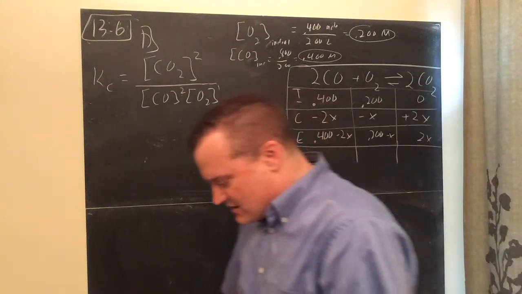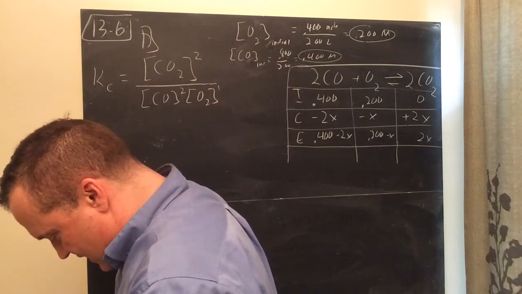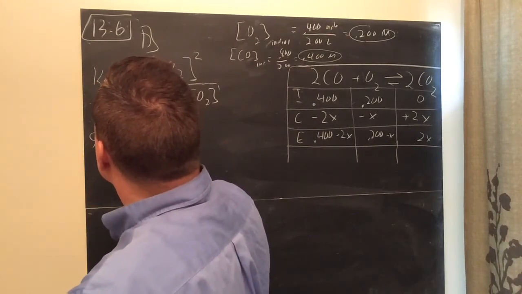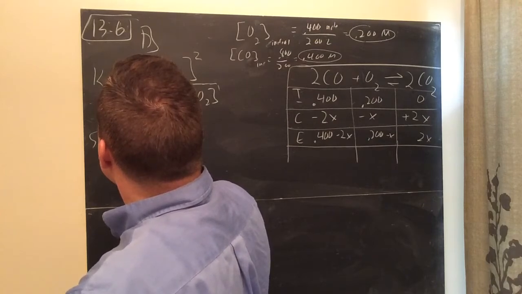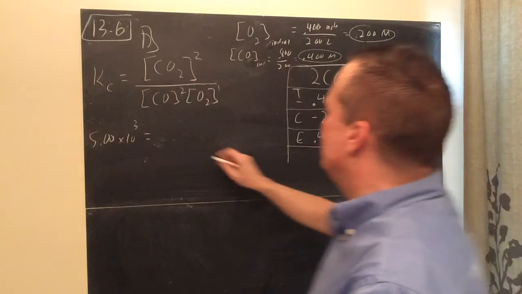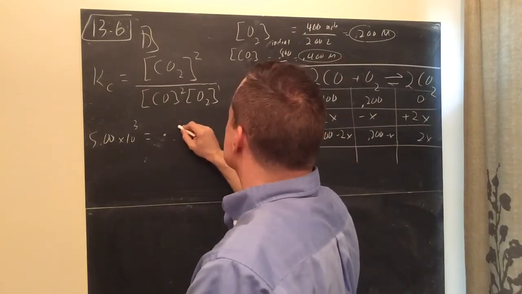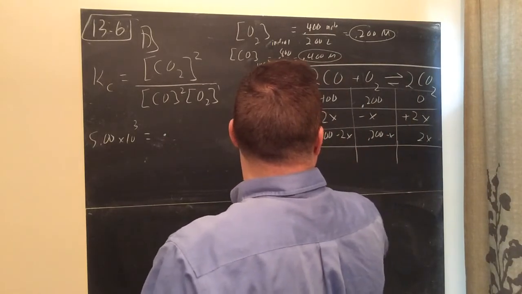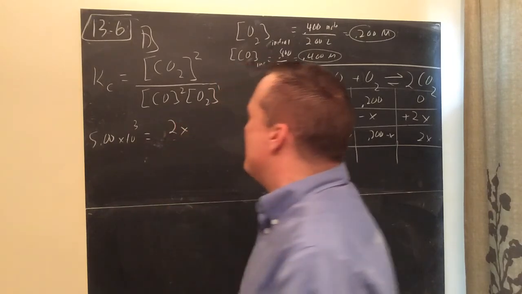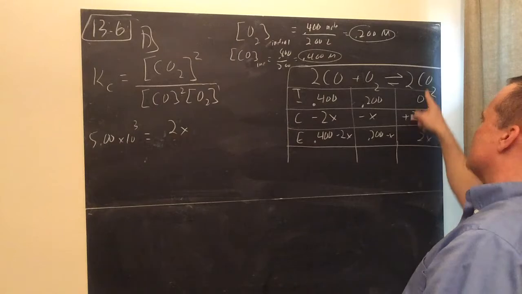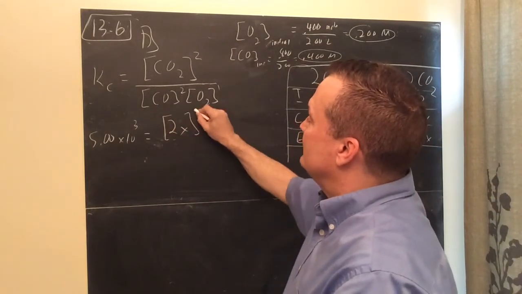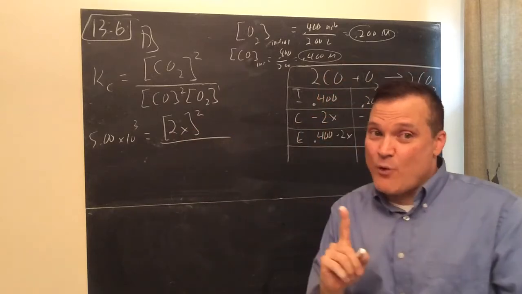Okay, so the Kc value was given to you as 5 times 10 to the third. Maybe this is the one that's wrong. Or maybe not. All right, 5 times 10 to the third equals, and I'm going to put 0.200. Oh, no, I'm not going to put 0.200. I'm going to put 2x, so, CO2. Don't let me get mixed up. Oh, and watch this. 2x goes on the top, CO2. But also, you have to square it. Wow, what an important thing.